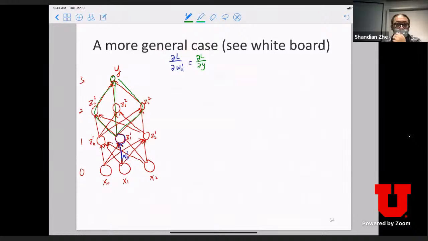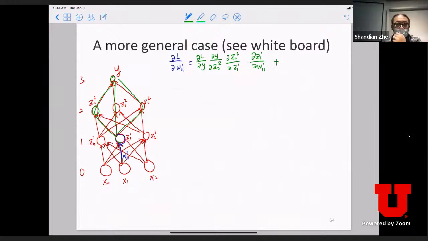Starting from here, we move to this node. The parent node is Y, and the next node is partial Z02. Then we move to Z11, so the parent node is Z02, then over partial Z11. And finally, don't forget partial Z11 over this weight, partial Z11 over partial W111. This is just one part of the result.